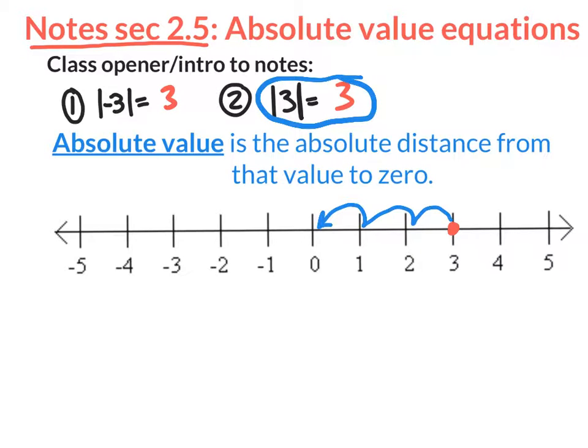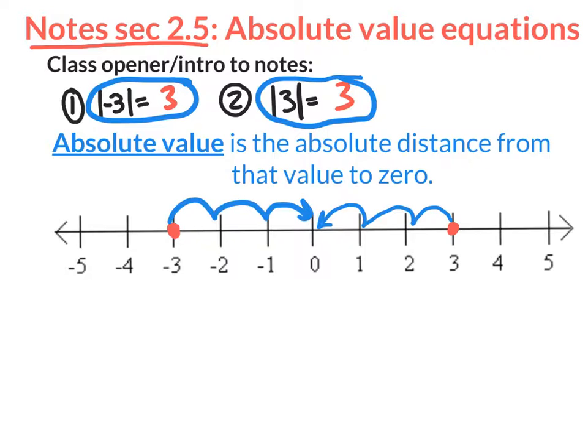Now negative 3 is over here, and again, it's the distance from that value to 0. So you go 1, 2, 3. So again, the absolute value of negative 3 is also 3. It doesn't matter which way you're traveling, distance is always positive. So the absolute value is always going to be positive. Do we understand that simple concept? Yes, we do. Okay, thank you.